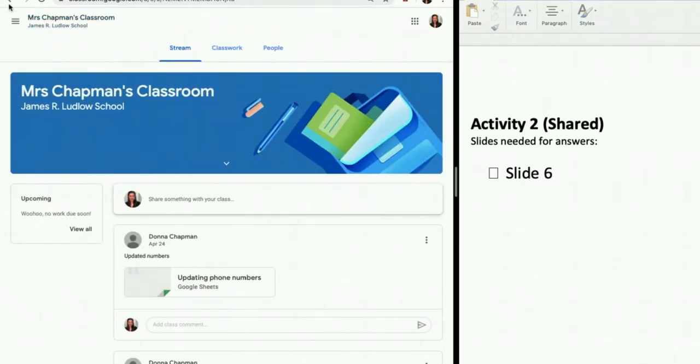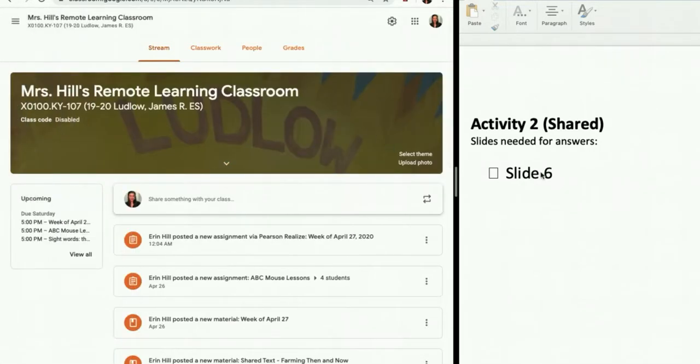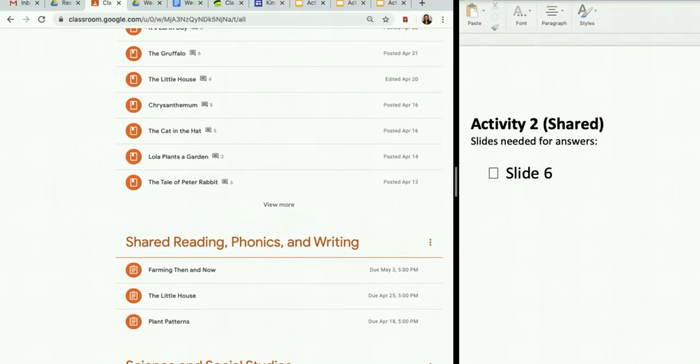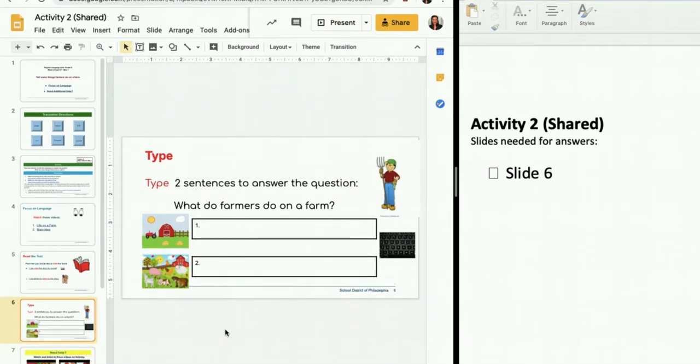Okay, so this is how to get to the slide where you need to enter your answers. You would go to our classroom, click on classwork, and scroll down to find shared reading and phonics, get in farming then and now, and then you'll click on activity 2, shared, okay? And you'll go to slide 6. Slide 6 is where you're going to enter your answers, and it looks like this. So what do farmers do on a farm? You would enter your sentences. If you don't want to do it that way and you did the video along with me and drew your own picture, just like I did, and you'd rather just upload that, then that is also an option.